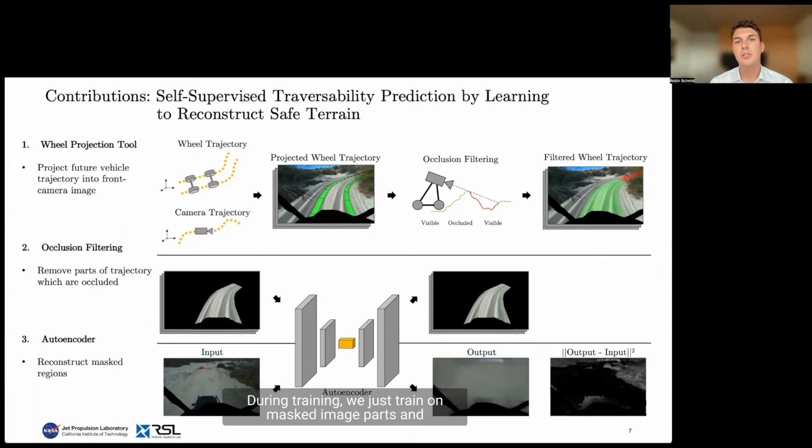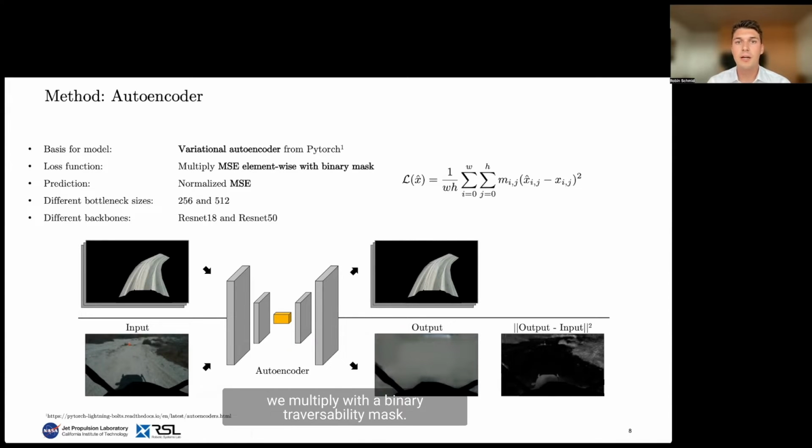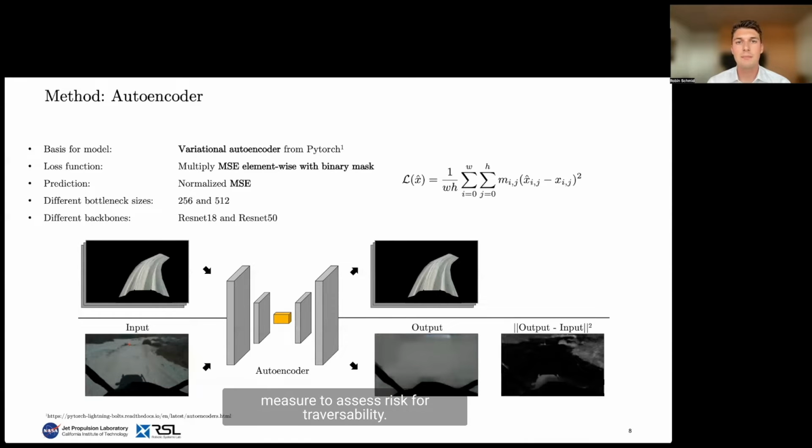During training, we just train on masked image regions and assign no loss to the parts outside the mask. For inference, we use the reconstruction error as a measure to distinguish high and low risk traversability. Like here, black, the ground is low risk, and white, the vegetation or stones are high risk. For our model, we use a variational autoencoder with a MSE loss, which we multiply with a binary traversability mask. We use the reconstruction error as a measure to assess risk for traversability.